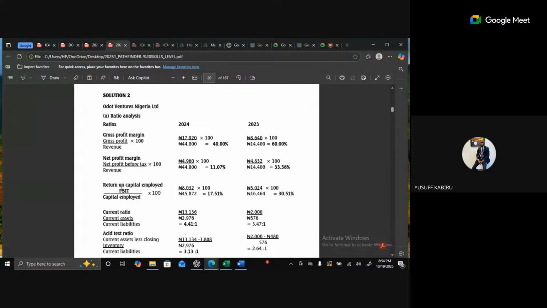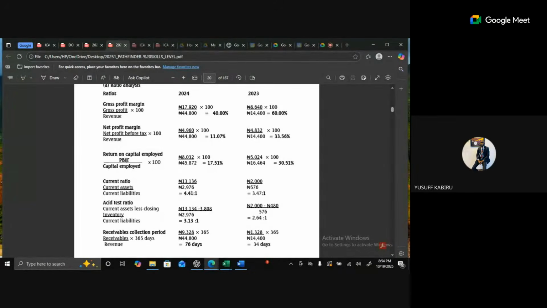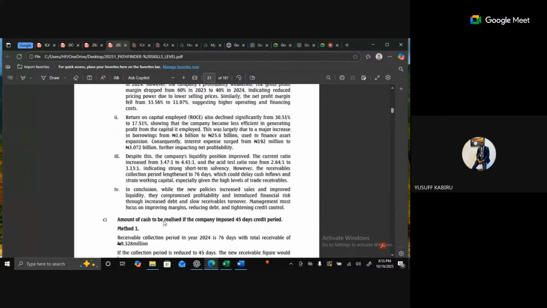Now, return on capital employed. When we're talking about return on capital employed, you are looking at what? Your profit before interest and tax. So an increase or decrease in this ratio would be as a result of an increase or decrease in your profit before interest and tax, and your profit before interest and tax is dependent on what? Other elements, like your operating expenses and other things. So an increase or decrease in either of those elements would also result in an increase or decrease in your return on capital employed. So let's see the explanation they give.